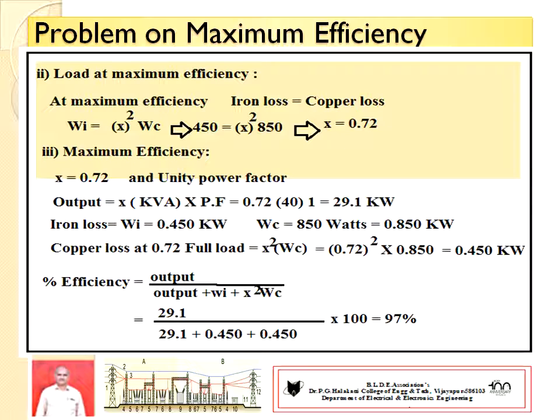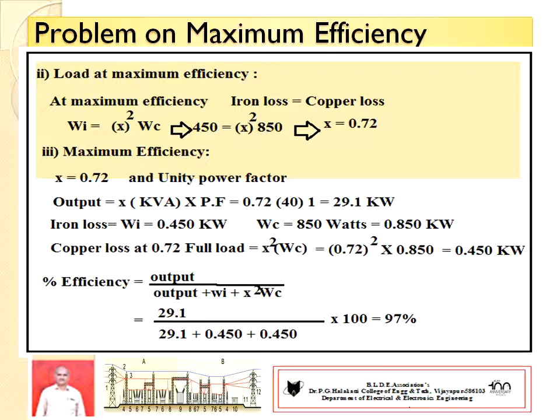Third point, he asked to calculate the maximum efficiency. So, now we know at what load maximum efficiency occurs: 0.72. Now, X equal to 0.72, and the power factor given for calculation of maximum efficiency is unity power factor. Then you go through the same steps. First you calculate output. Output equal to X into kVA into power factor. So, you are going to get this value as 29.1 kilowatt.